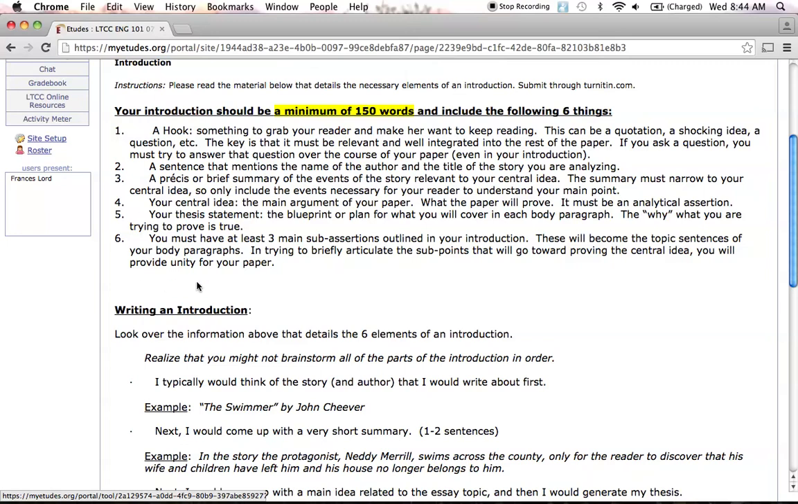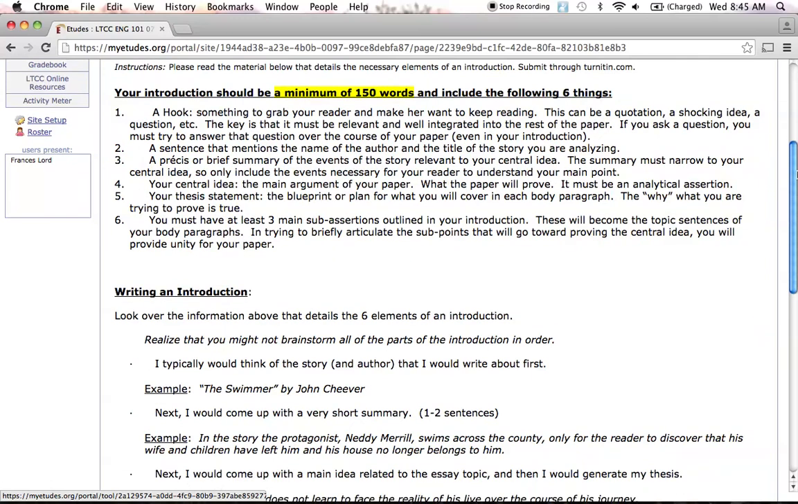Okay, and then the last thing is you're going to have an overview of the 3 sub-assertions, the 3 main ideas that you're going to present in your body paragraphs. So you need to provide your reader with an overview of what you're going to be proving.